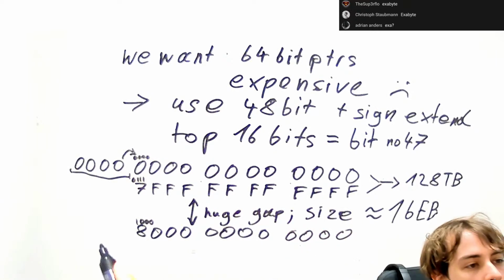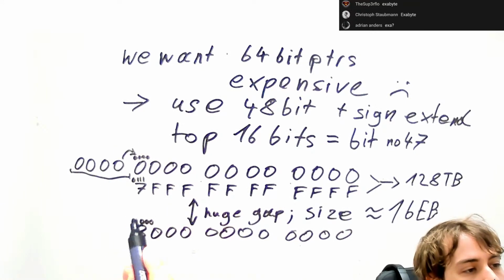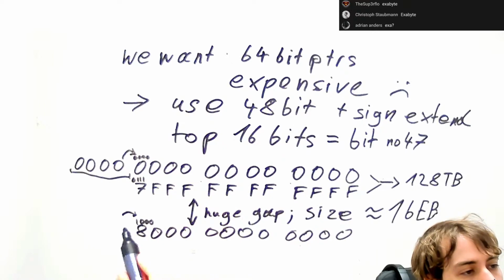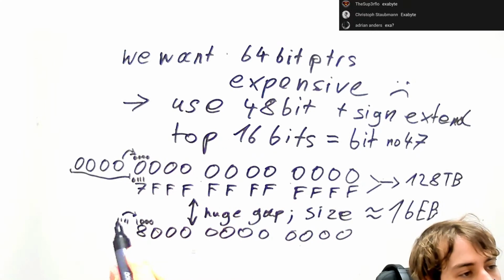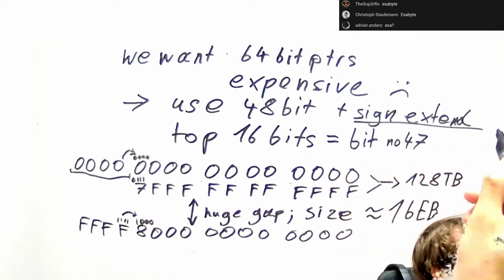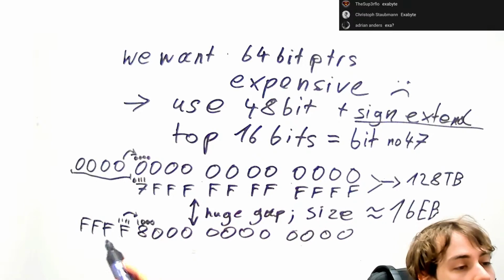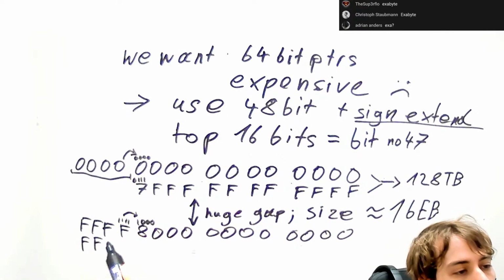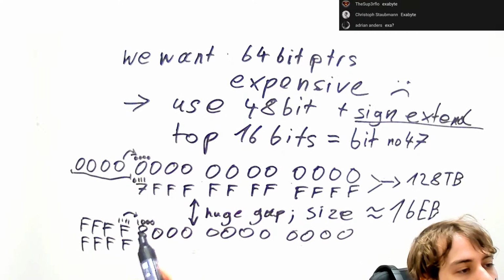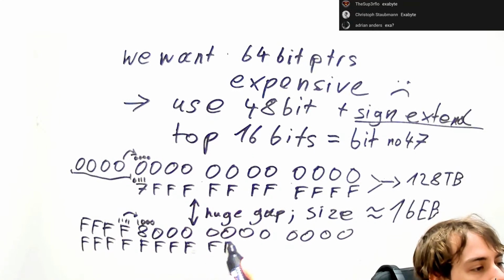And we now need to sign extend, so that means we have to copy over this 1 bit here. And that means that this will be 1, 1, 1, 1. That's an F. And all the others will also be Fs because we have to copy this 1 bit over again. It's sign extended. Now, what is the largest address in our address space? Well, it's going to be all Fs here, but also all the other bits here will all be F. So that's F, F, F. That's the largest address in our address space.